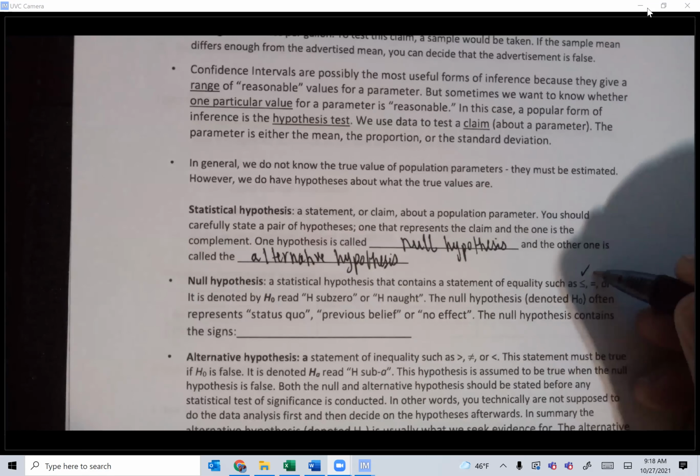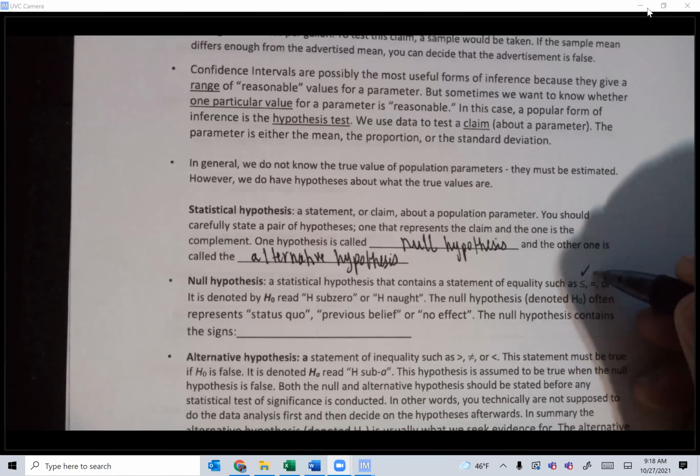It has to be one of the three. So the less than or equal sign, they say statement of equality. Why? This is less than or equal. It has an equal. Equal, greater than or equal, less than or equal. It is denoted by H0. We read it H sub 0 or H naught.